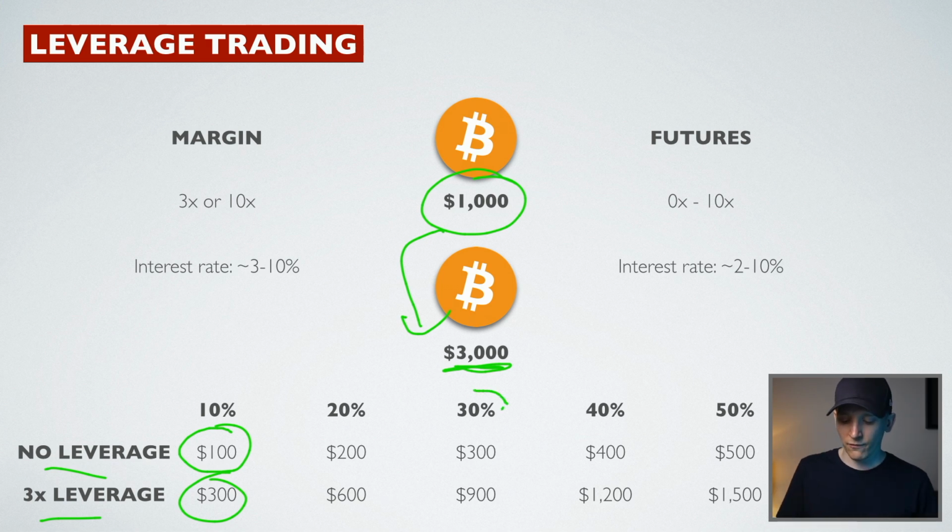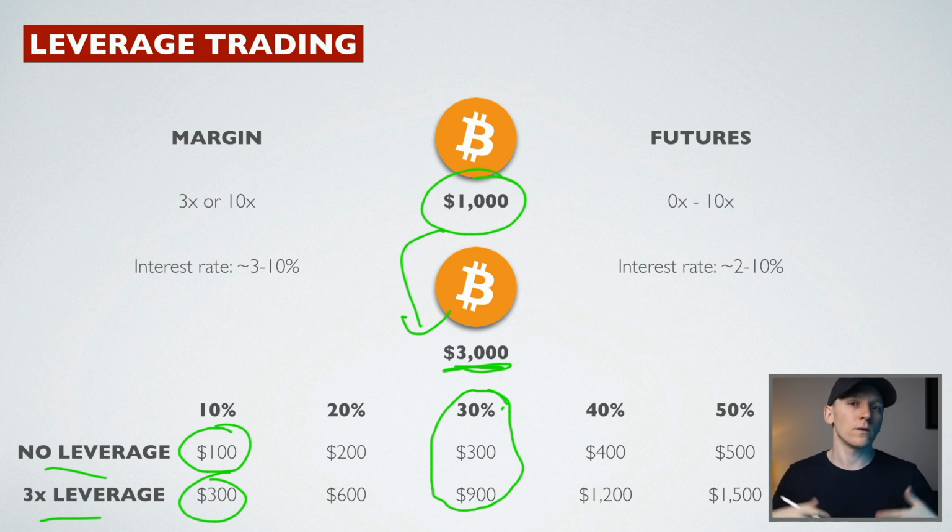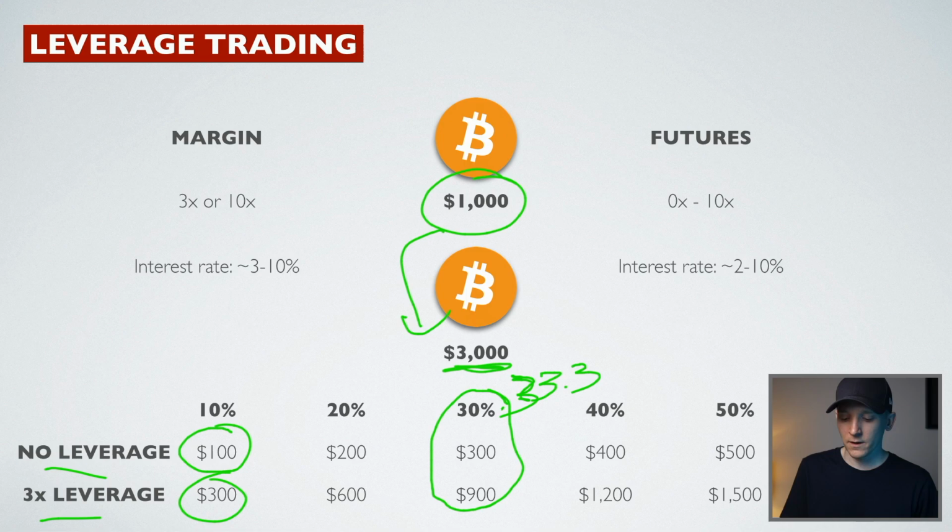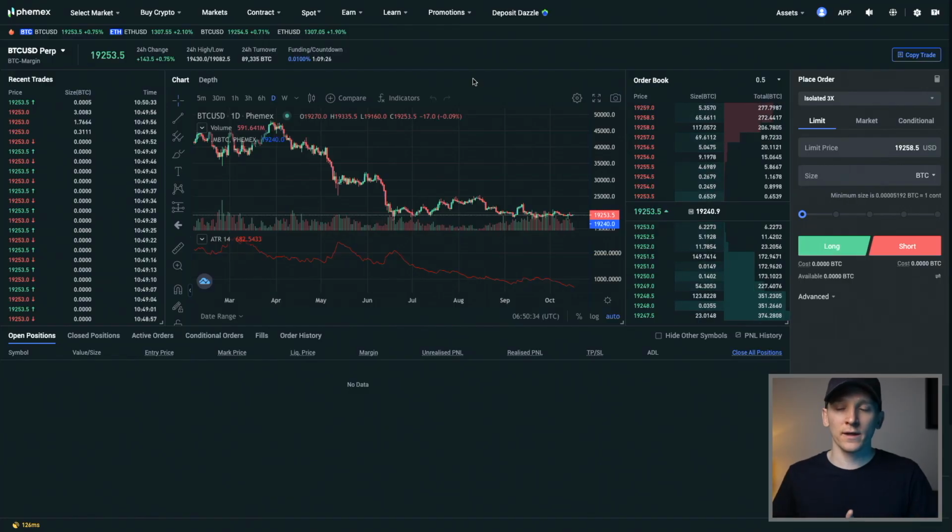So as you can see, if a 30% move occurs, just without leverage, you make $300. If you're 3x leverage, you make $900 or lose $900. So if we just extrapolate that through, if you have a 33.3% loss on a 3 times leverage position, your entire initial collateral will be completely wiped out. So that's what leverage is. It makes your wins and your losses much larger if you are taking out that leverage.